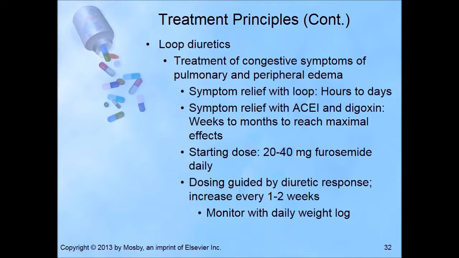Higher total doses of up to 200 milligrams of Lasix given as split doses may be necessary in patients with renal insufficiency. It's very important to adequately dose the loop diuretics because the accuracy of dosing affects the efficacy of other therapies for heart failure, such as the ACE inhibitors, the angiotensin receptor blockers, and the beta blockers.